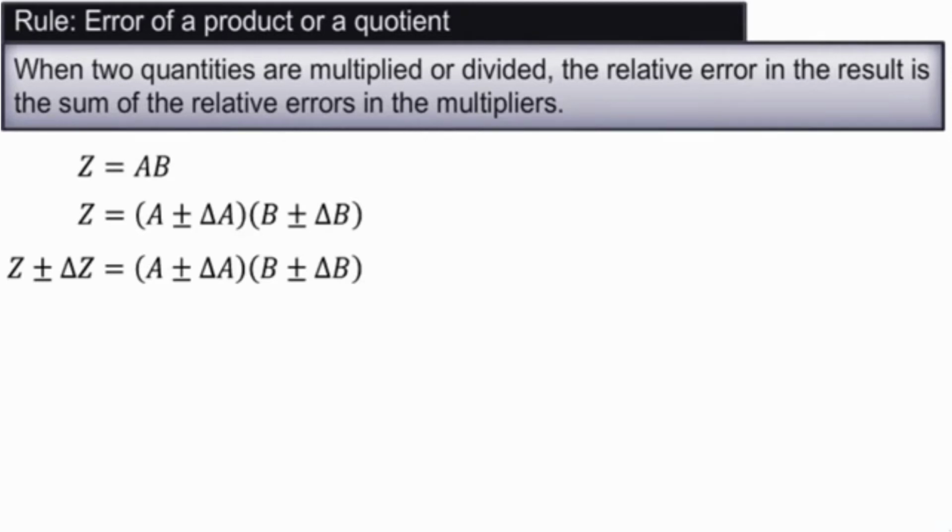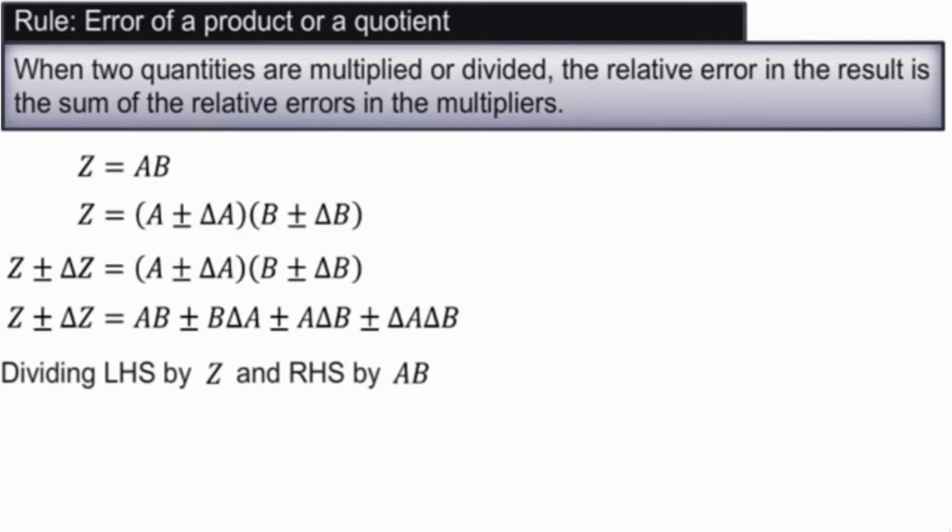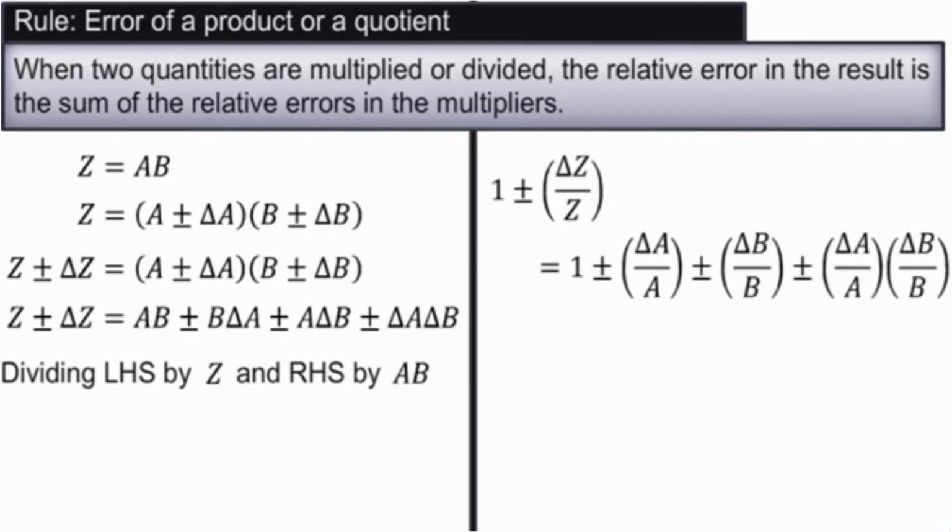So here these are absolute errors. How do you get relative error? If you divide whole by Z, you will get the relative error. So here what I have done, we have opened all the brackets. So after opening the brackets, here delta A into delta B we can ignore, since they are small errors. When two small quantities are multiplied, they will be even smaller, so you can ignore. So if you divide everything by Z and on the RHS by AB, doesn't make a difference because Z is equal to AB, you will get this.